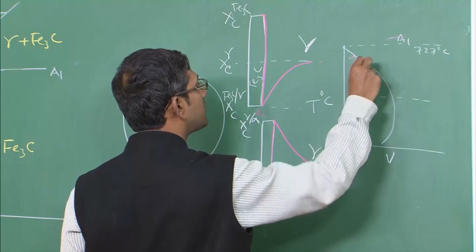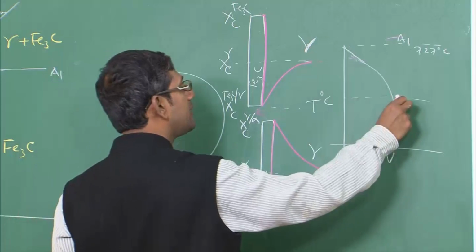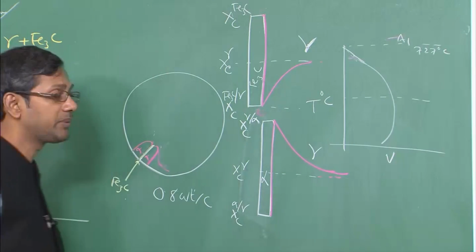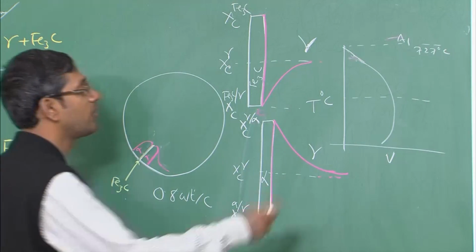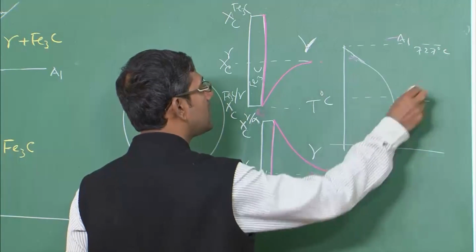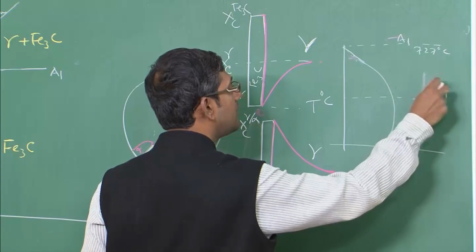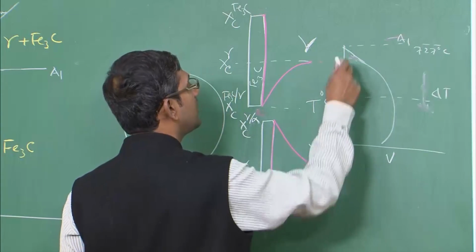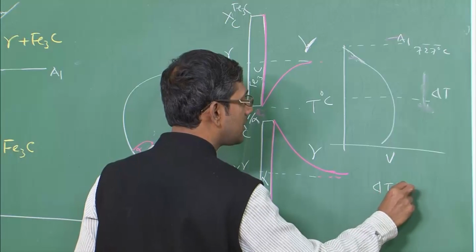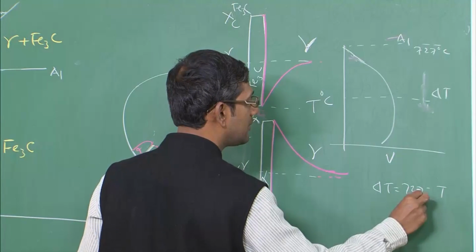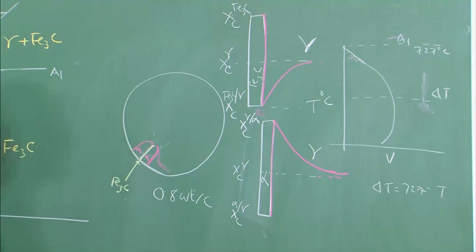Because there will be no transformation, it will keep on increasing, and finally it will decrease as the undercooling increases, because this is the way undercooling is increasing. Undercooling increases as you go from this to this, because undercooling is defined as 727 minus T, where T is the actual sample temperature.